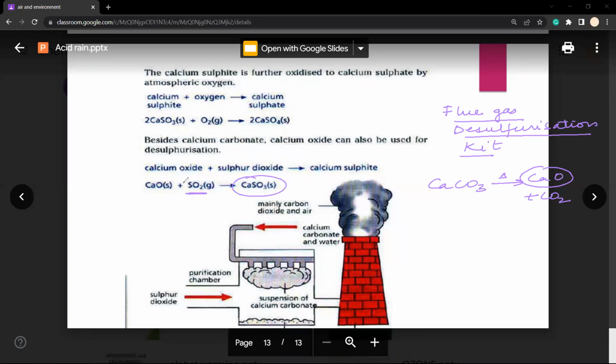For example, if sulfur dioxide gas is being liberated because of the burning of the sulfur which is a part of the fossil fuel, then you have sulfur dioxide coming as an acidic gas. Now inside this particular kit you have a calcium carbonate suspension which at a high temperature breaks down into calcium oxide and carbon dioxide. The presence of calcium oxide, which is basic in nature, will combine with any acidic gas which is being liberated through the chimney, which is going to escape through the chimney.